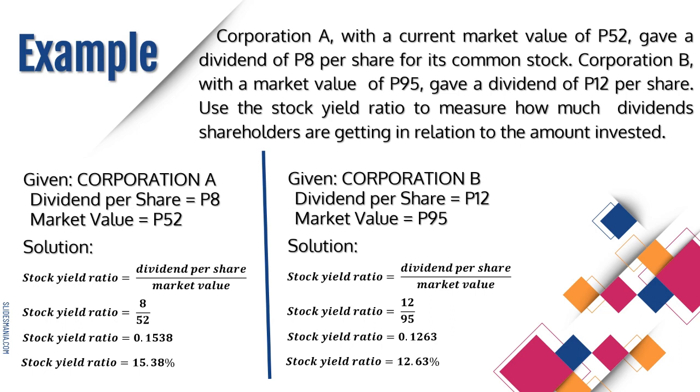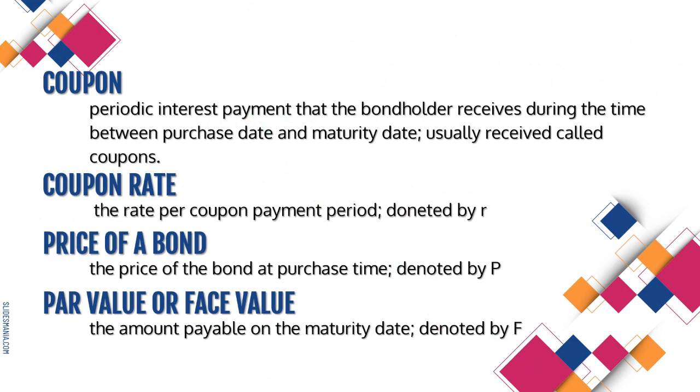For Corporation B, our given will be dividend per share is equal to 12 pesos and our market value is 95 pesos. For our solution, we will again make use of the formula of stock-yield ratio, that is dividend per share over market value, which is equal to 12 over 95. And 12 over 95 is equal to 0.1263. And our stock-yield ratio will become 12.63%.